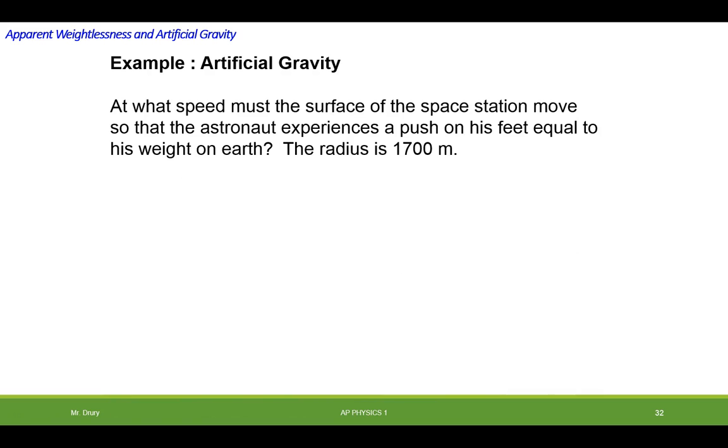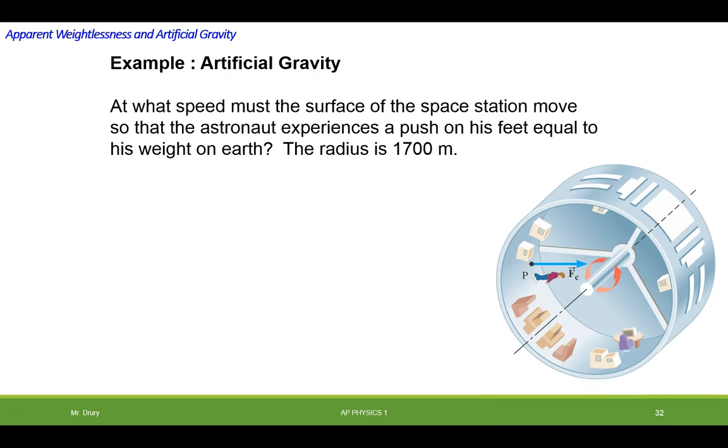How we can actually do it is spin it. So here we have a space station, and if we spin this, we can get the floor to push on the bottom of the guy's feet, just like the floor on Earth would be pushing on your feet. As long as the space station is spinning at the correct speed, you can create a feeling of gravity just like you have on Earth. It's called artificial gravity. So let's try a problem like that.